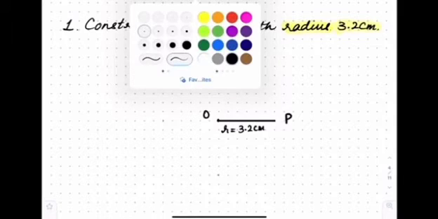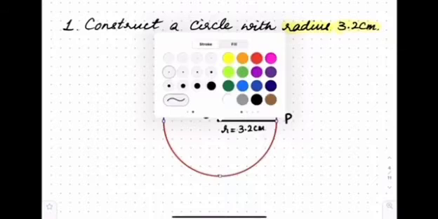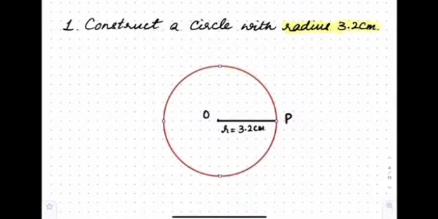Now I'll have to draw a circle, keeping the needle at O and the pencil side at P. I will have to draw a circle without changing the position of the needle, which is placed at the center. Okay, children? Now, start drawing from P, complete a circle. Now, this is how you get the circle drawn.